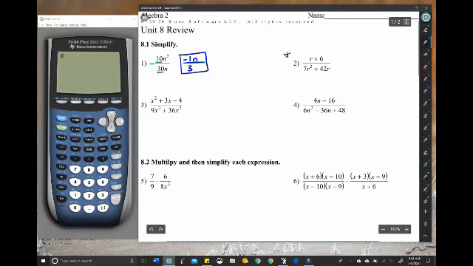Always look out for those greatest common factors. 7r, r is the greatest common factor. That leaves you with r plus 6. Okay, that is essentially what the new denominator is. If you have the same quantities, then you can cancel them out. Now just be careful. There's an imaginary 1 up here, so it's 1 over 7r. That's what's left, and that is simplified.